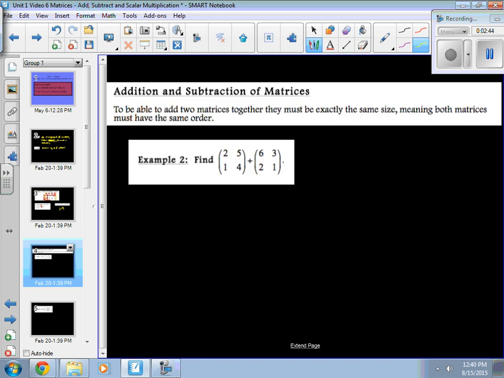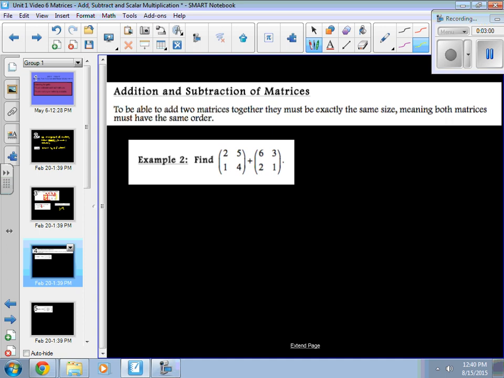All right, how to add and subtract matrices. To be able to add and subtract matrices, they both have to have the same size, meaning both must have the same order, same number of rows, same number of columns. If they don't, then you cannot add or subtract those matrices together.